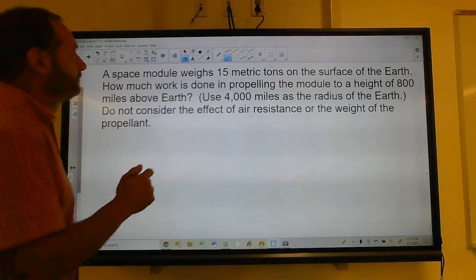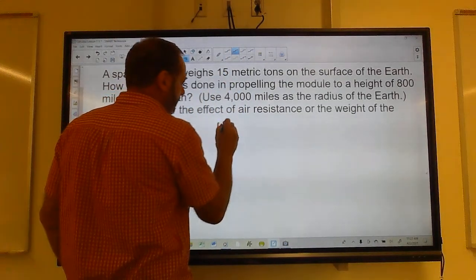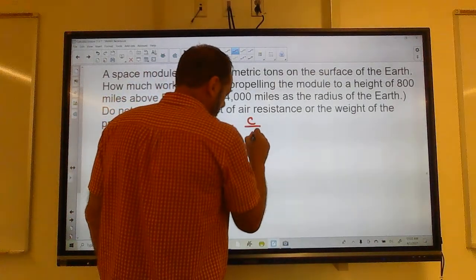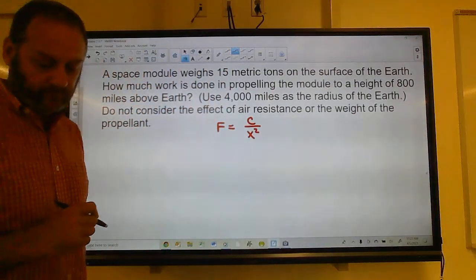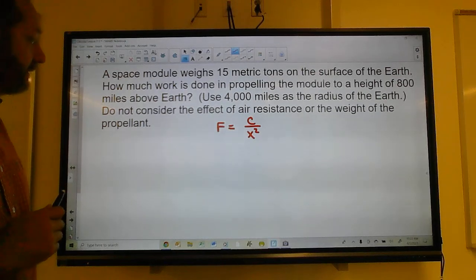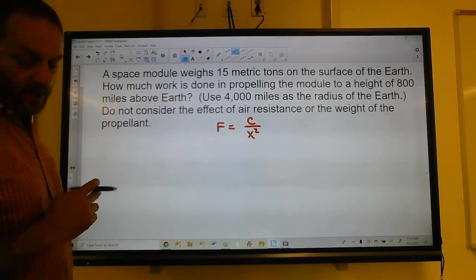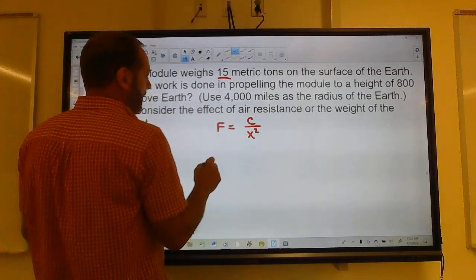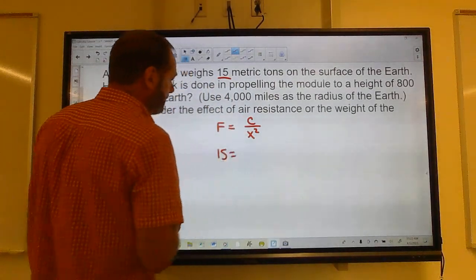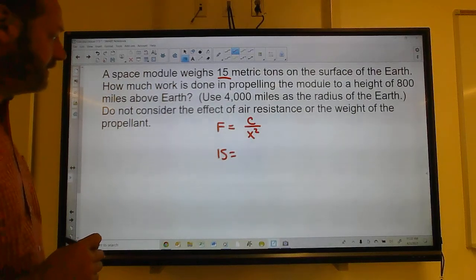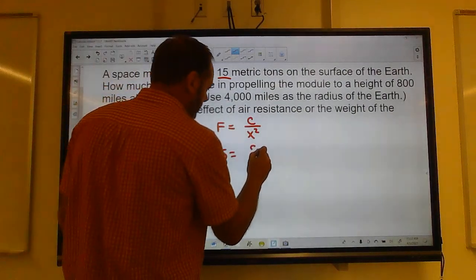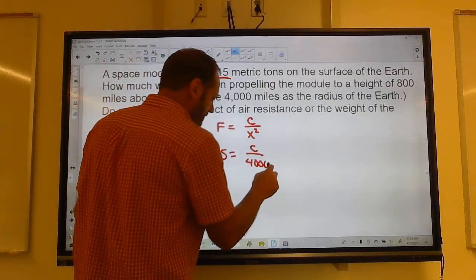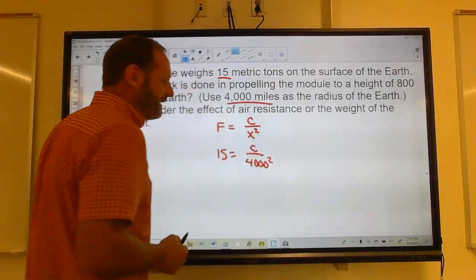So here's the deal. We're going to start out with this formula. F equals C over x squared. There's F. It's going to be 15. And we got to figure out C. And X is 4,000. Okay. Why is that 4,000?